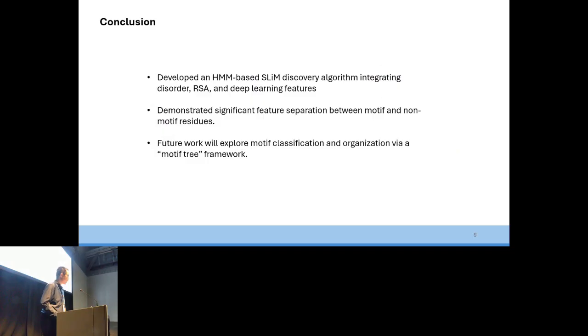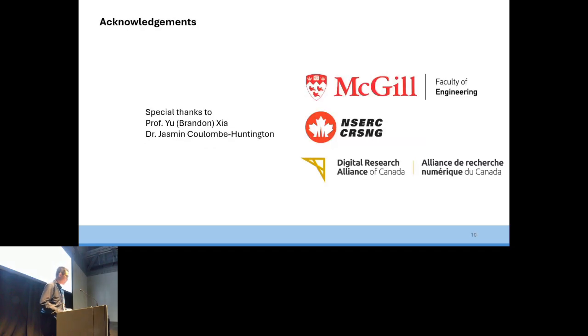So we have this discovery algorithm done, and we are now building a database to allow biologists to use our data set.